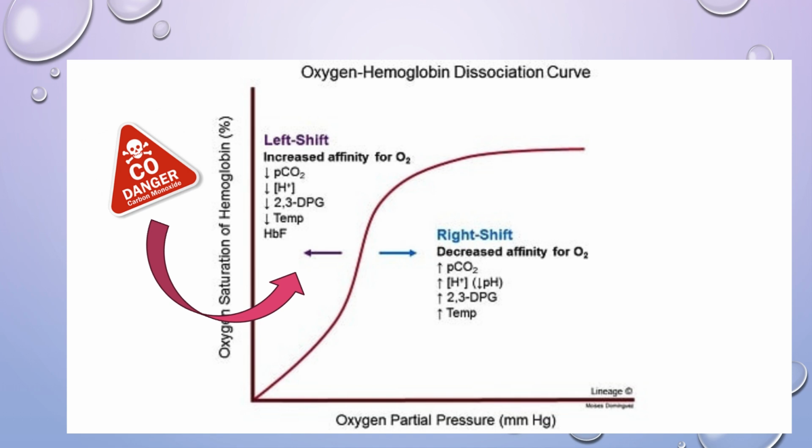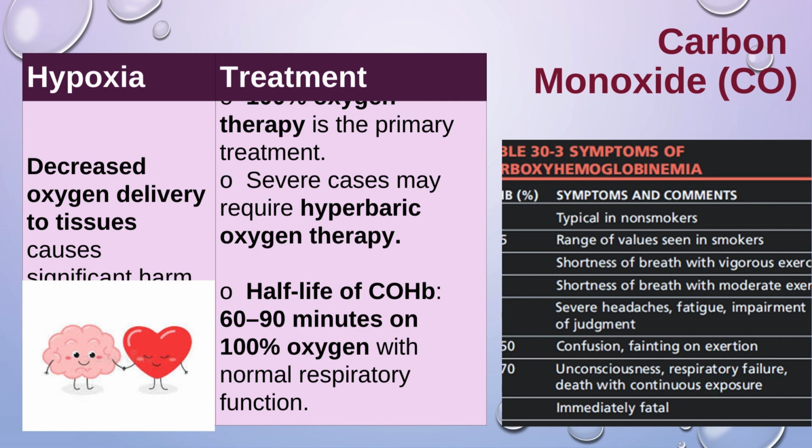See the leftward shift. So there is increased affinity for O2 because there's a reduction in O2 already. That's the hallmark for your carbon monoxide poisoning. So the trend is it tends to go leftward rather than to the right side of the curve. So hypoxia, what do you mean by that? Decreased oxygen delivery to the tissues, and it causes, of course, significant harm to what organs? Again, the brain and the heart.